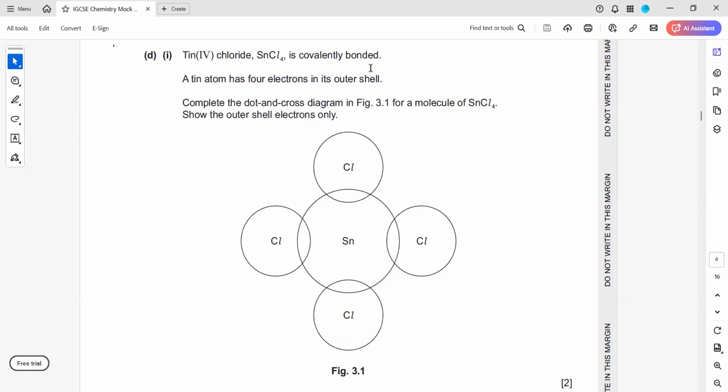Tin chloride is covalently bonded, with tin having 4 electrons in the outer shell. So tin shares 1, chlorine shares 1. On the chlorine there will be 6 unshared electrons.